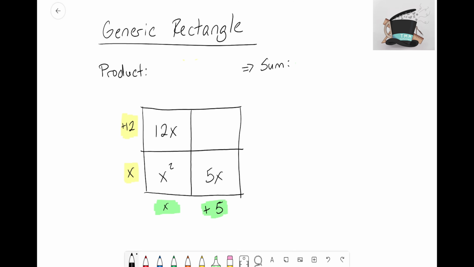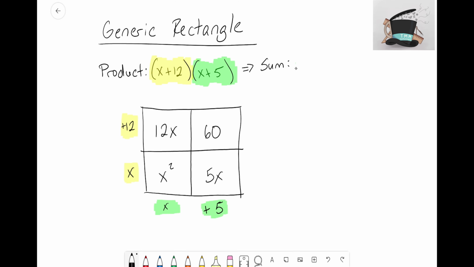And now last but not least, this top right corner up here, we have positive 5 times a positive 12. Well, 5 times 12 gives us a value of 60. Now we have this generic rectangle all the way completed. I can see that my product, or the sides of this rectangle, are x plus 12 and x plus 5. We were able to figure out the two sides by knowing some of the pieces in that generic rectangle.